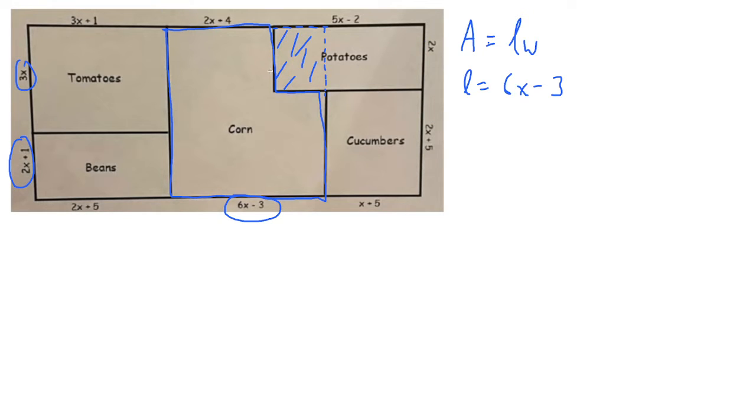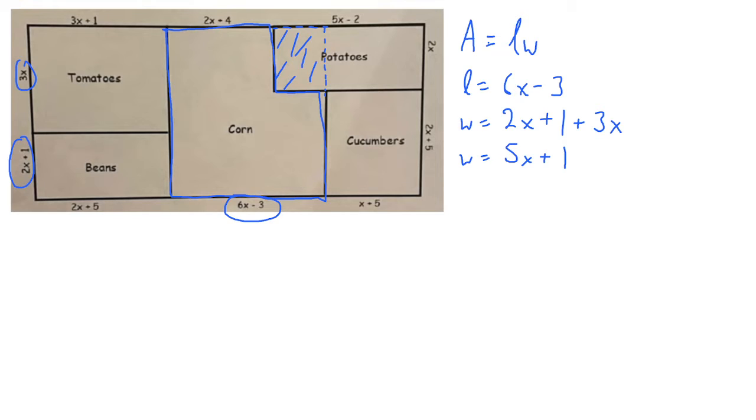This is going to be my width of 2x plus 1, and then you add 3x to that. So my width is going to be 2x plus 1, and then you add the additional 3x. You see that there are two like terms here, the 2x's, 3x plus 2x. That'll give you 5x. So the width of the cornfield is going to be 5x plus 1.